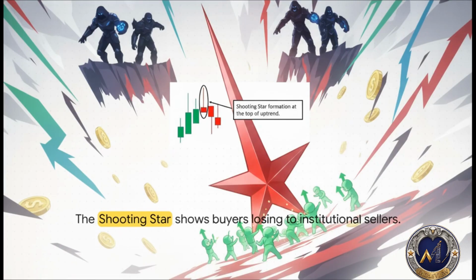So what does this defeat actually look like? It looks exactly like the shooting star candlestick. Found at the very peak of an uptrend, it has a tiny body and a massive upper wick. This is the ultimate visual defeat for buyers. They desperately tried to push the price up to a new high, but institutional sellers violently took control and smashed the price back down, leaving behind this long, tragic upper wick. When you see this, buyers are undeniably losing control.